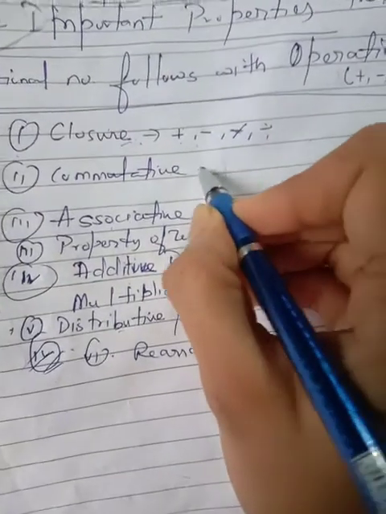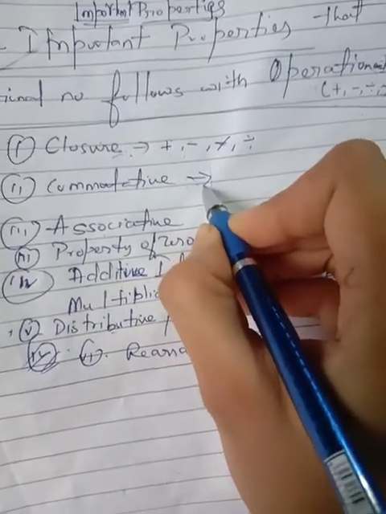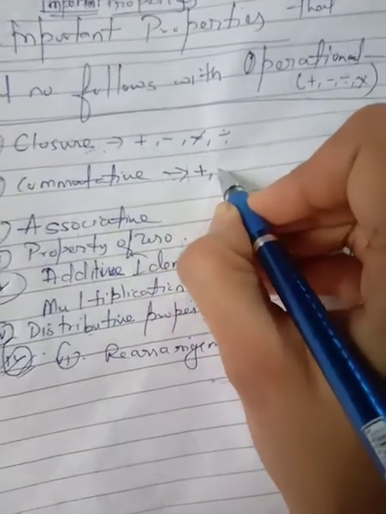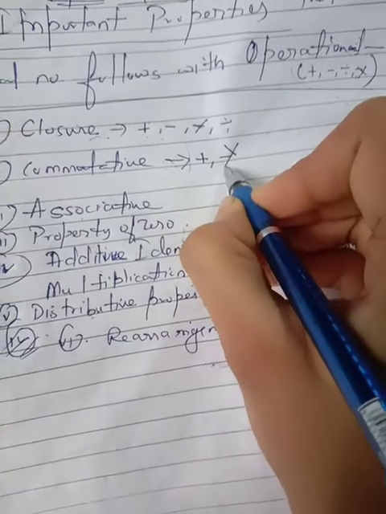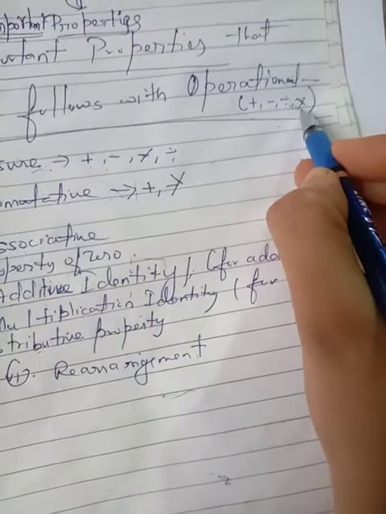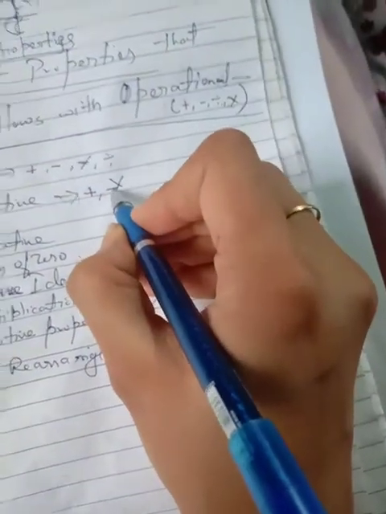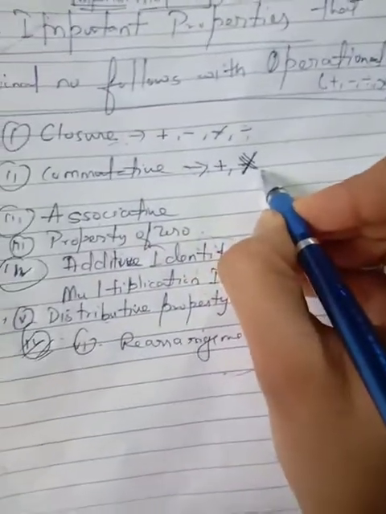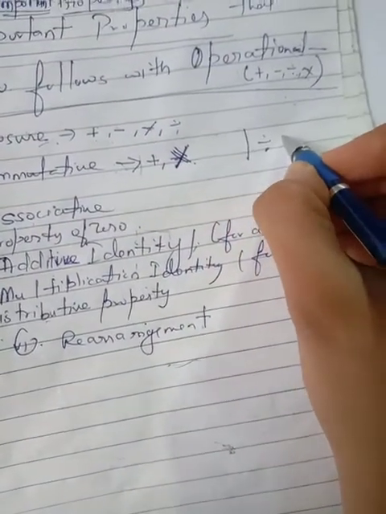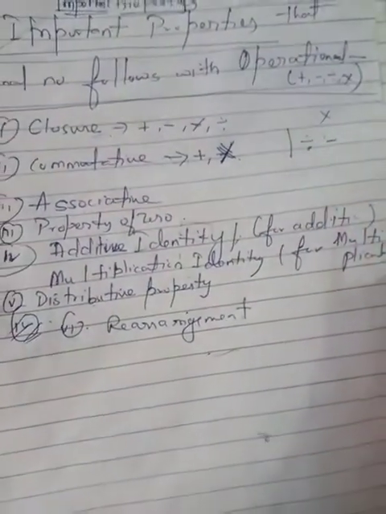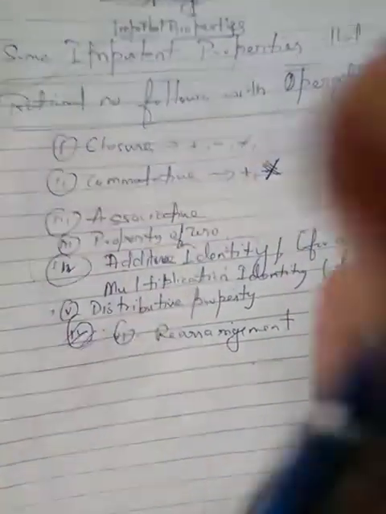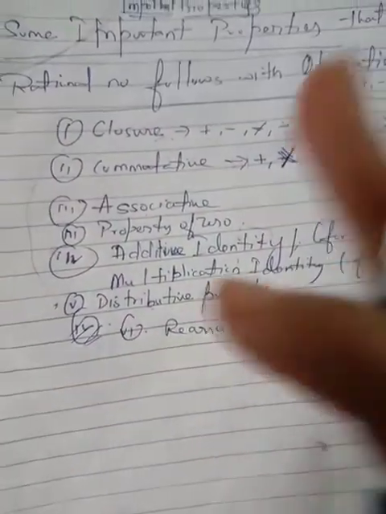But in case of the commutative property, addition follows the commutative property, but subtraction does not follow it. Neither does division, but yes, multiplication follows the commutative property. This means only addition and multiplication follow the commutative property, and division and subtraction do not. So these properties are followed in different ways, but not in every case.